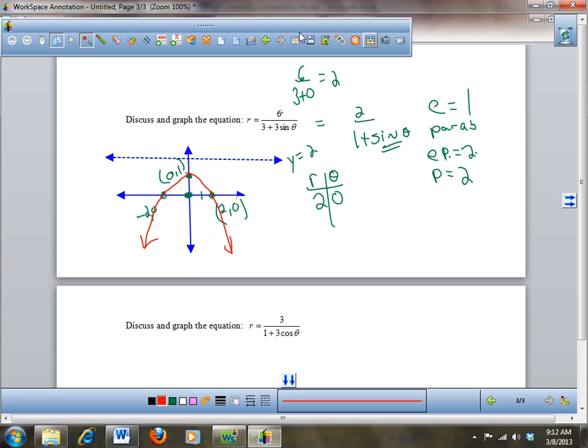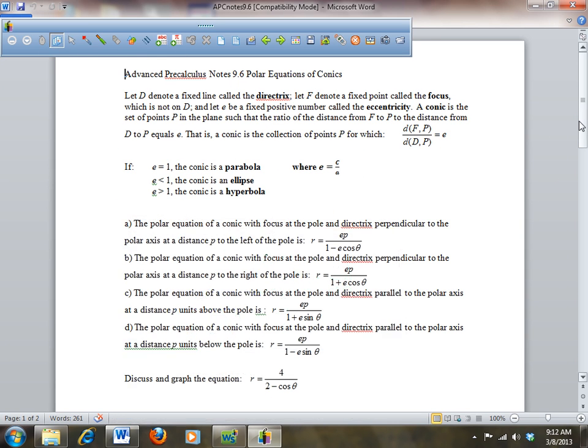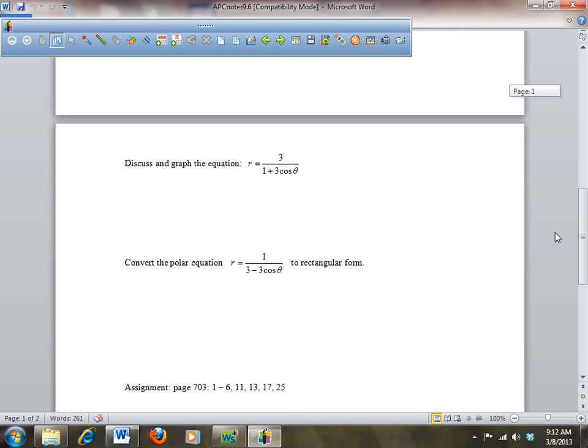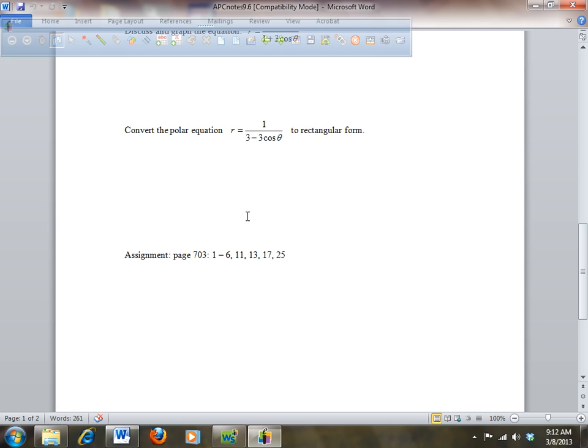I'm not going to have time to do the hyperbola, but it's done the same way. The hard thing is finding the points. Those are the only points that we have to have. For the parabola, that's all you really need. Can you put in a parabola on the test, please? I'll try. And then the last thing is just converting one of these from polar form to rectangular form. This is pretty easy.